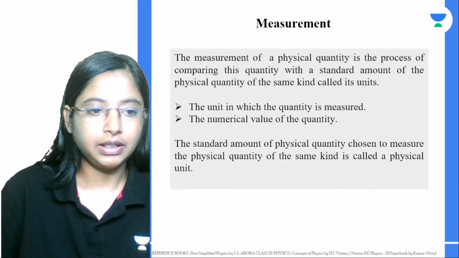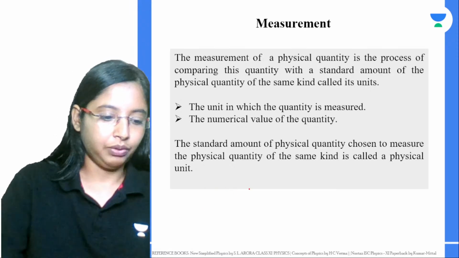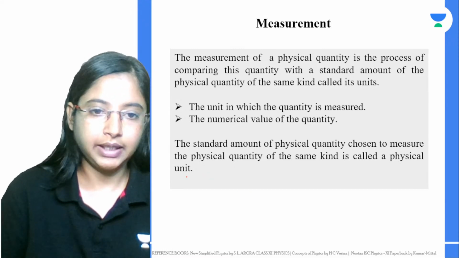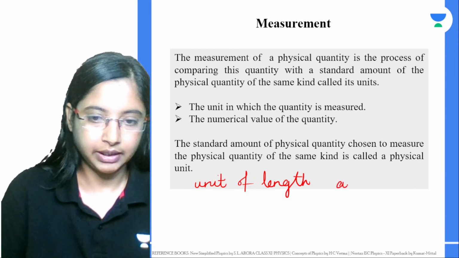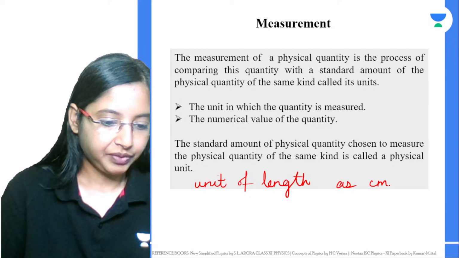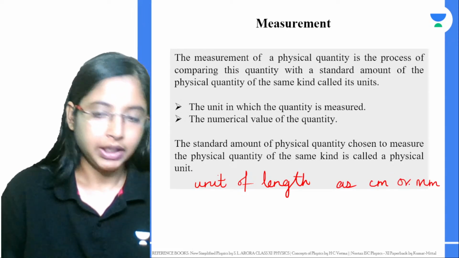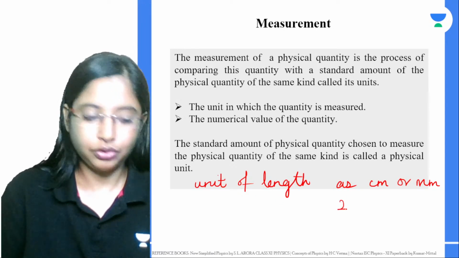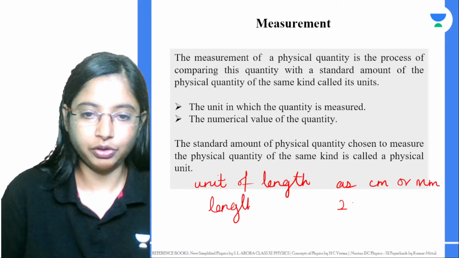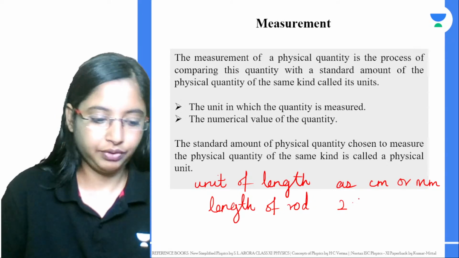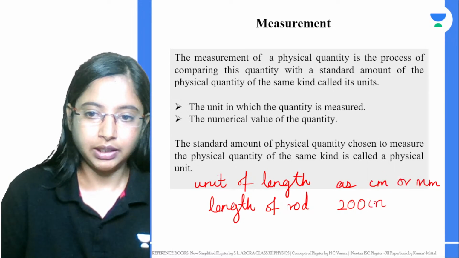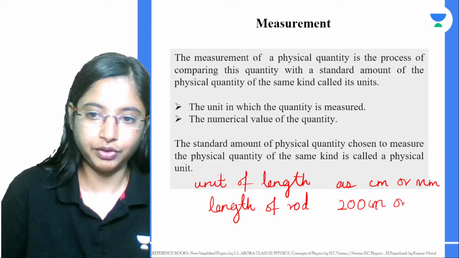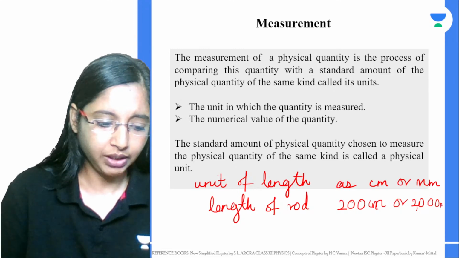Now you can give this in a very generalized form. If you take a unit of length, I just gave the example of time, let's take the unit of length as centimeter, or you can take the unit of length as millimeter. Then if you measure the length of a rod, let's say it is 200 centimeters. Now 200 centimeters in terms of millimeters, how would you write it? It will be 2000 millimeters.